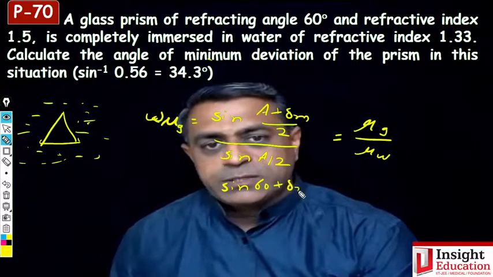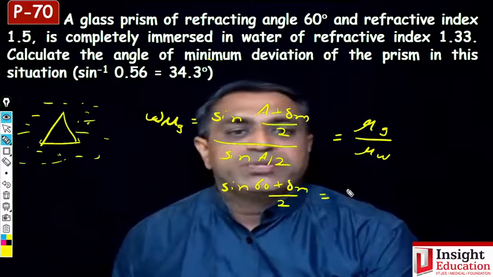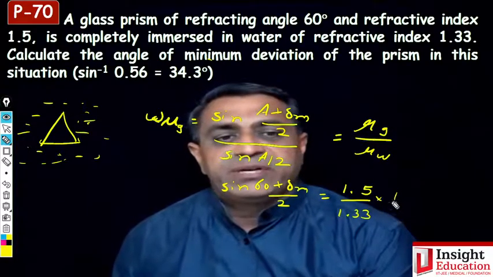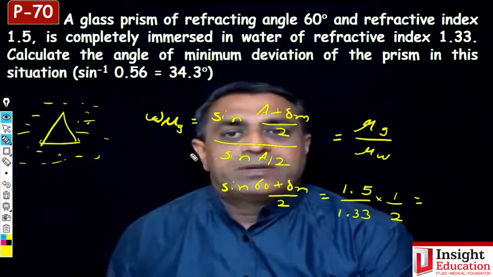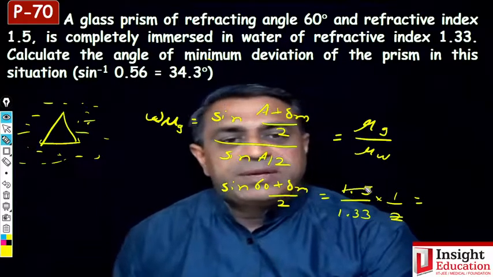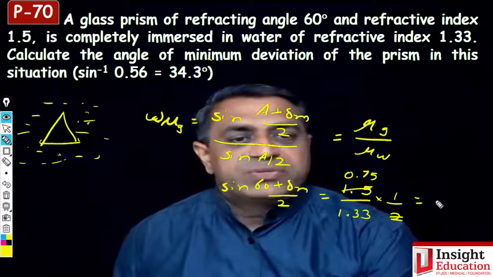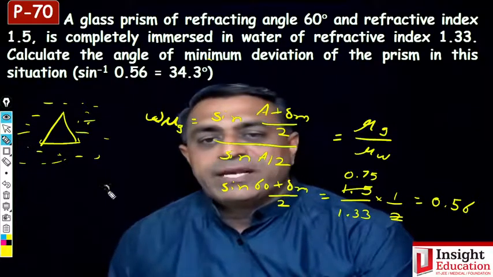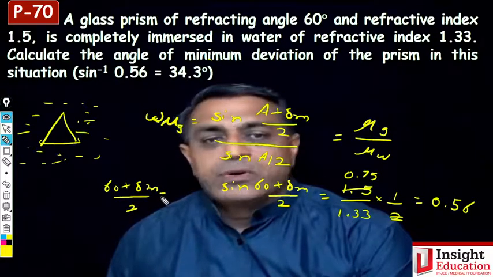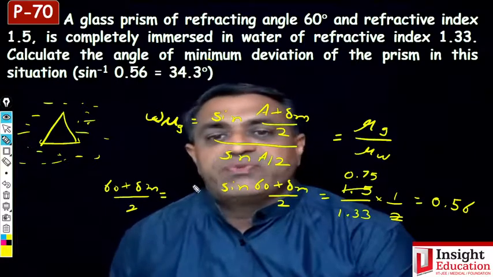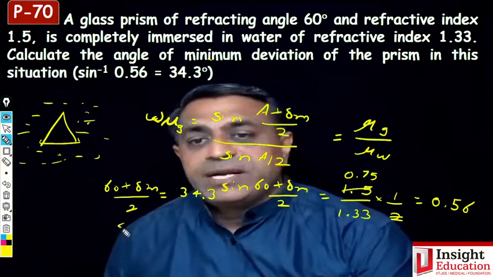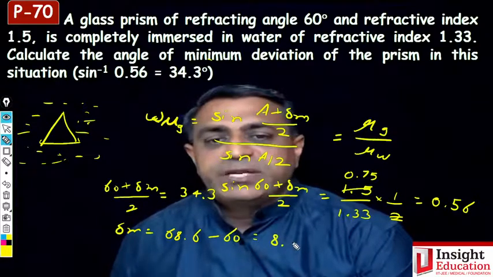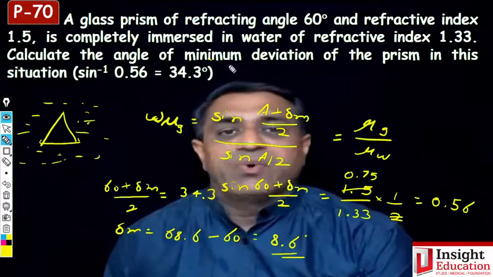So sine of 60 plus delta m by 2 is equal to mu g, so that is 1.5, by mu of water, so that is 1.33, upon sine 30. Sine 30 is 1 by 2. So sine inverse 0.56. Naturally, if I consider 0.75 divided by 1.33, it should be 0.56. So sine inverse 0.56 is 34.3. So 60 plus delta m by 2 is equal to 34.3 degree. So delta m is equal to 34 into 2, 68.6 minus 60, so that is 8.6. So delta m is equal to 8.6.